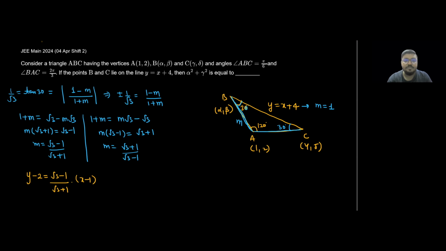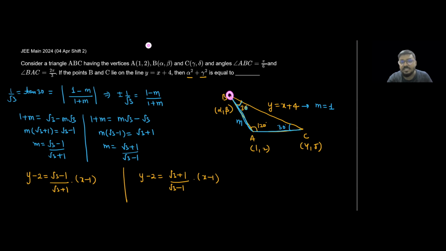And the second line we will be getting with the second slope, that will be y minus 2 equal to (root 3 plus 1) divided by (root 3 minus 1) into (x minus 1). Now these are the two equations of the remaining two sides, AB and AC. So now what they are asking, they are actually interested in alpha and gamma, which are the x coordinates of B and C.